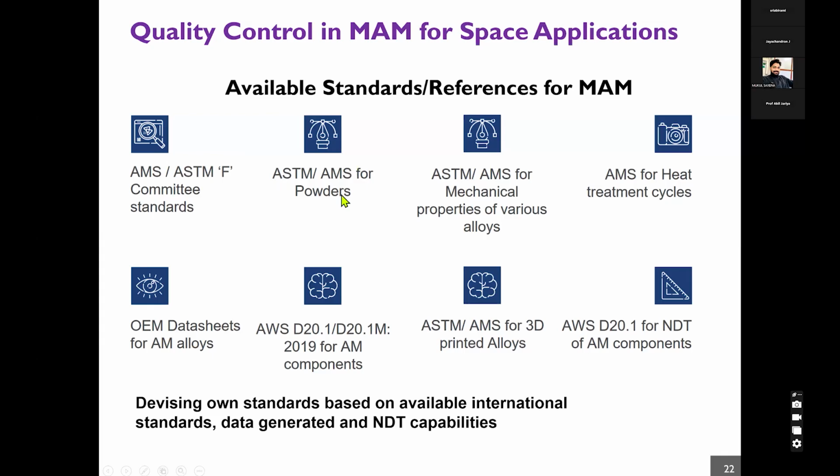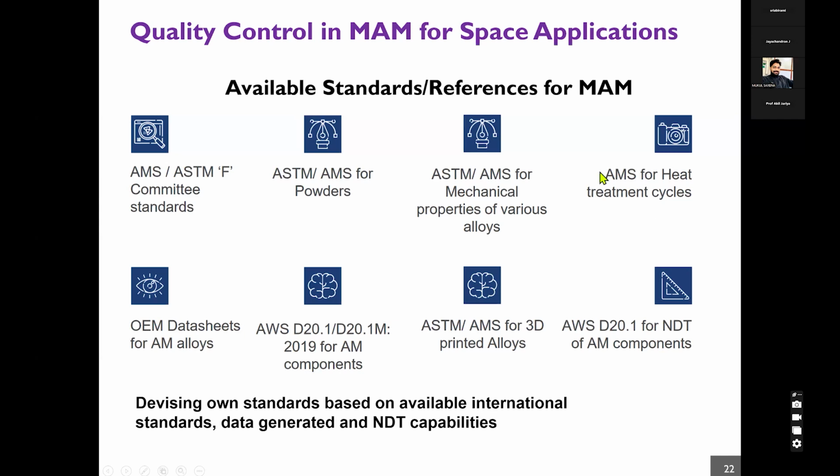And also you have ASTM and AMS standards for various powders that are used as feedstock. We have ASTM and AMS standards for mechanical properties of various alloys. We have AMS standards available for heat treatment cycles. Of course, this is not for additive manufacturing. These are for wrought alloys.